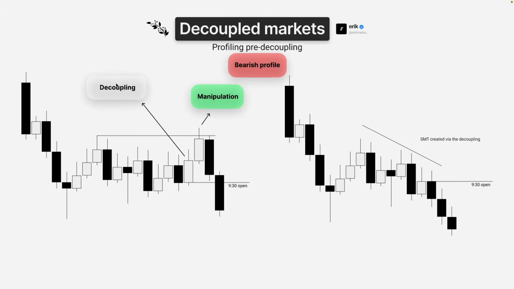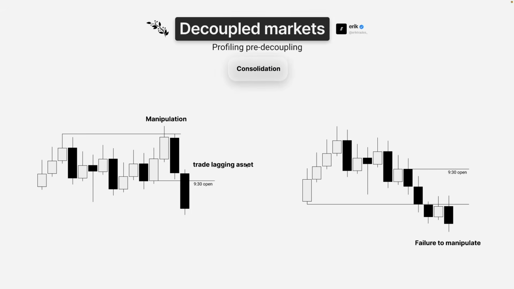Now, in a bearish profile with decoupling, one asset manipulates. This is a bearish profile, so we're looking for sells. We have this manipulation at the key level created by the decoupling right at the open. So now you have that asset synchronization. This asset could now expand lower, okay?